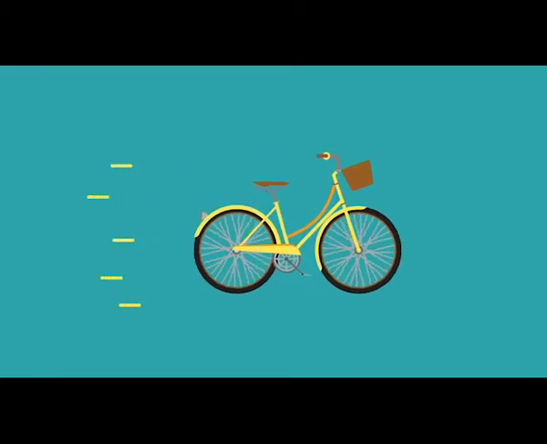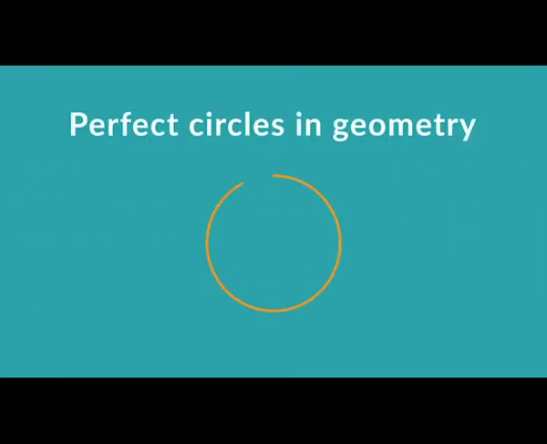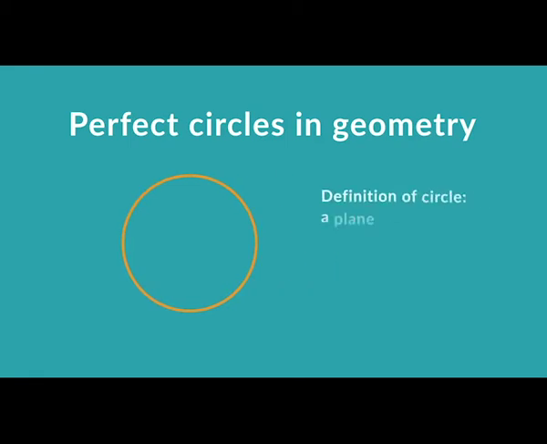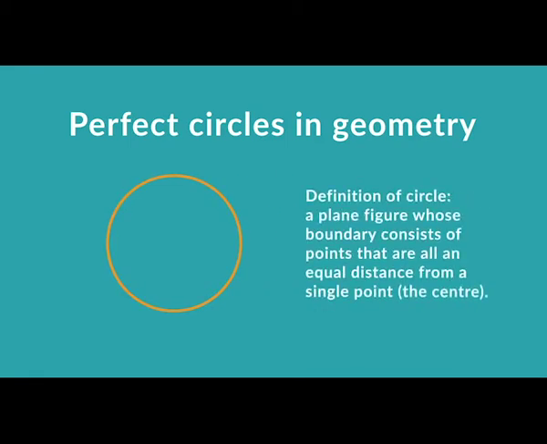Circles have special properties which make them keep occurring in nature and in human designs. In mathematics, a perfect circle is defined as a plane figure, or two-dimensional figure, whose boundary, the circumference, consists of points that are all an equal distance from a single point. The point is the center of the circle, and the distance from it to the boundary is the radius.